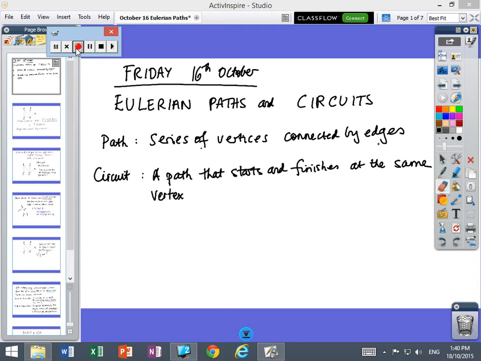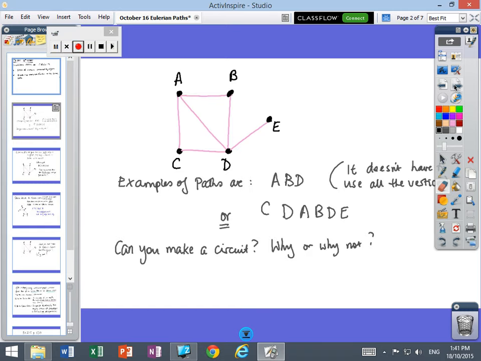A path is a series of vertices connected by edges, and a circuit is a path that starts and finishes at the same vertex. You don't need to copy that down because you already had it from the last time I saw you. Here's an example of a connected graph. We've got A, B, C, D, E. An example of a path is A, B, D. We're just going from A to B to D. That's a path.